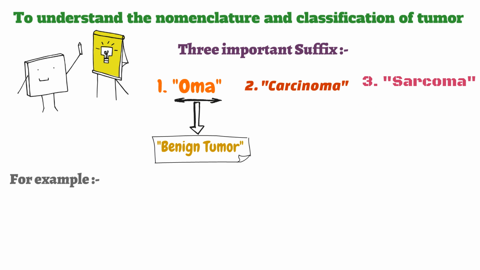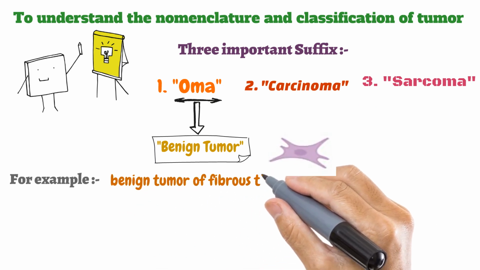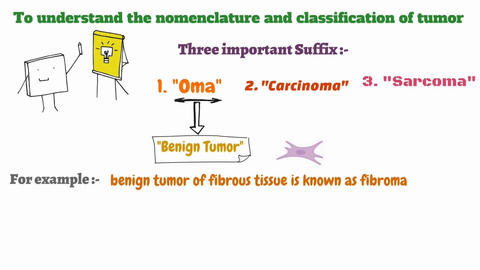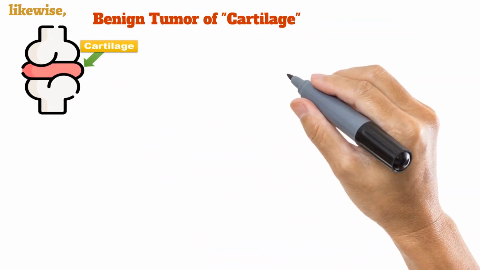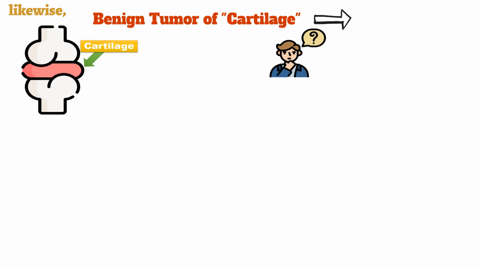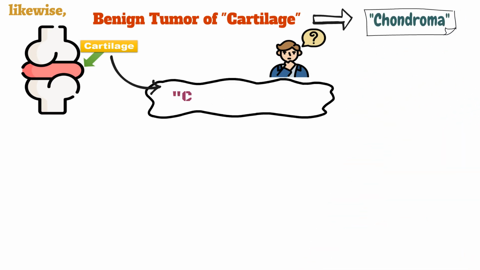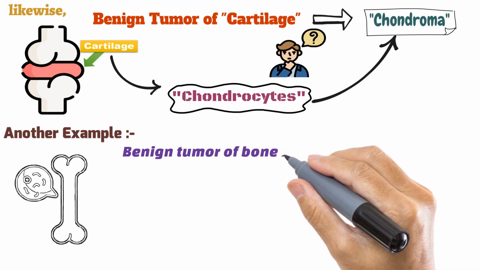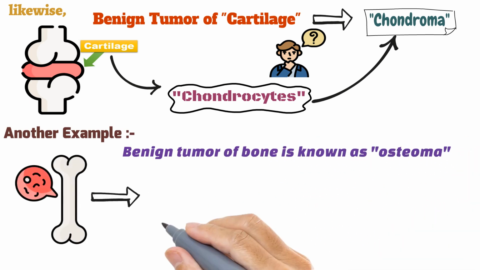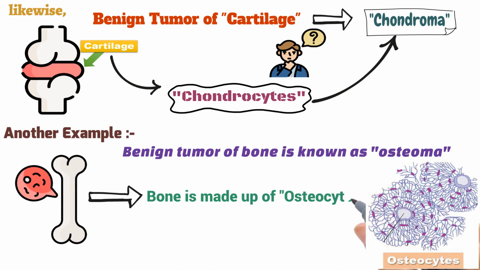For example, benign tumor of fibrous tissue is known as fibroma. Here, oma word is added at the end of fibrous word and it becomes the fibroma. Likewise, benign tumor of cartilage is known as, can you guess it? Yes, it is chondroma. Because we all know that cartilage is made by the chondrocytes. From there, it becomes the chondroma. Let's see another example. Benign tumor of bone is known as osteoma. Because bone is made up of osteocytes, right?